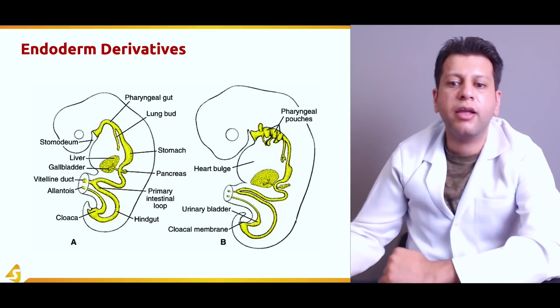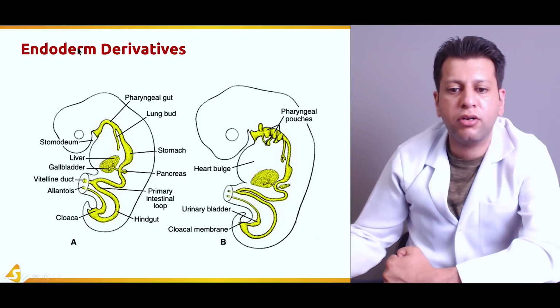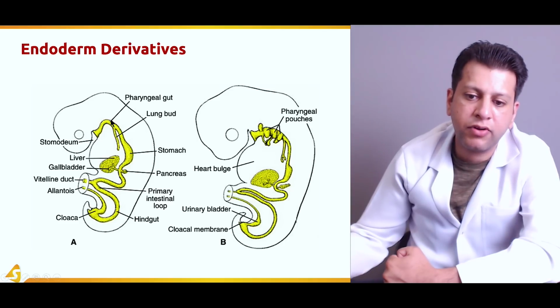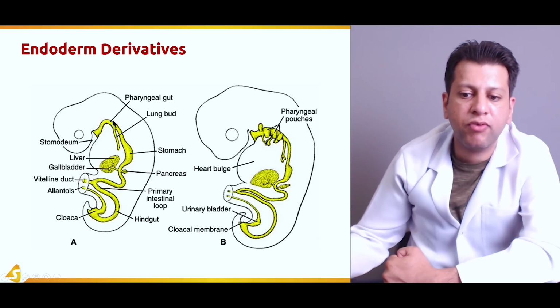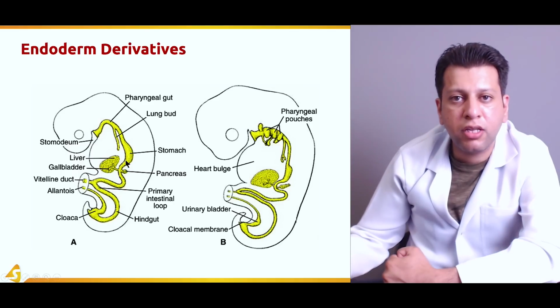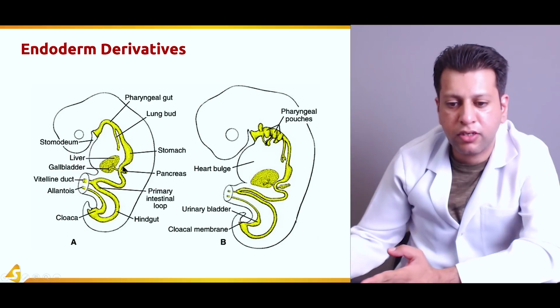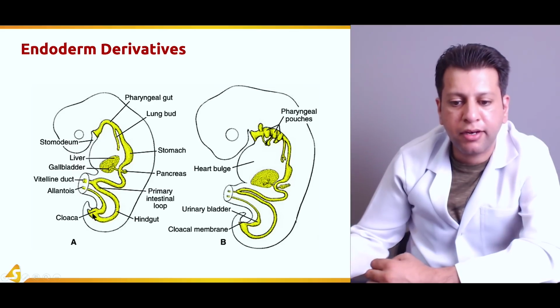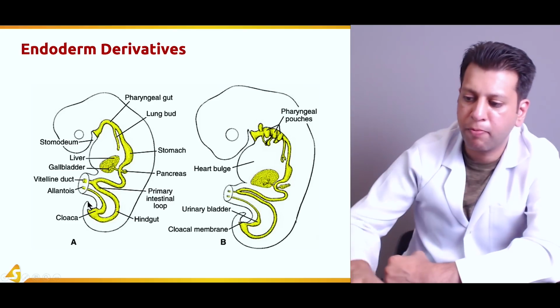So this is a diagram showing the endoderm derivatives. Mainly it is the gut. Mainly it is the pharyngeal gut, which is from the oropharynx. And this is the lung bud appearing, from which all the parenchyma of the lung will be formed. All the epithelium and parenchyma of the stomach, foregut, midgut, and hindgut, and the cloacal membrane, which once ruptured forms the ectodermal-endodermal junction.